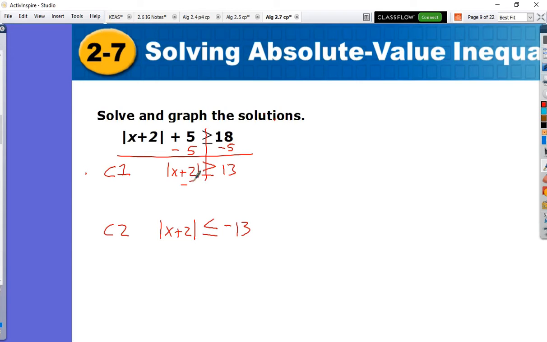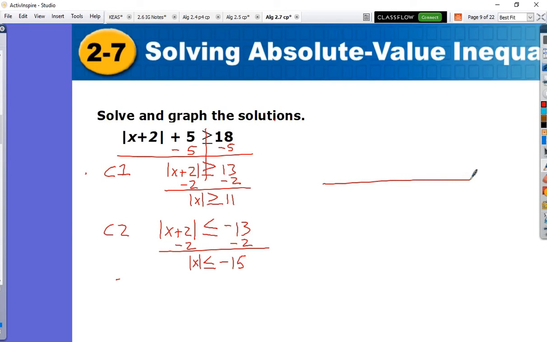So we would solve case 1 by going minus 2, minus 2. We are left with x greater than or equal to 11. So there's the first one. Then we'll solve case 2, same thing, minus 2, minus 2. We get x is less than or equal to negative 15, excuse me. So now we got our two solutions. Now we will graph this and you'll see why we had to flip that symbol the other way.